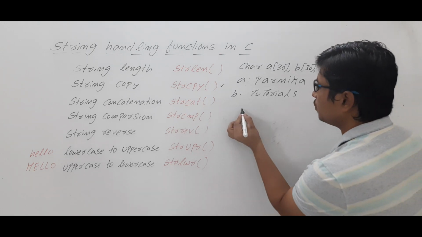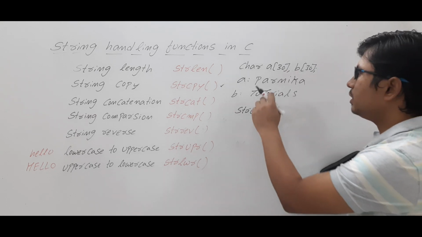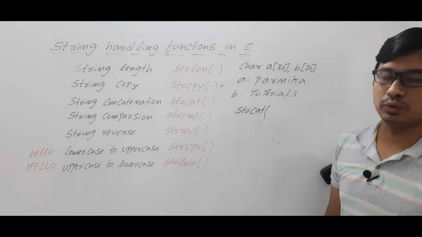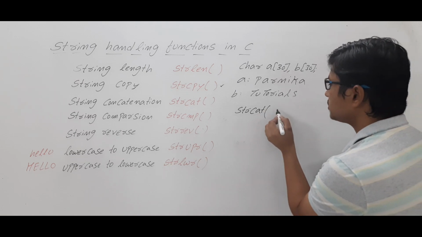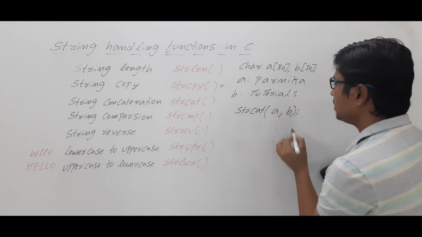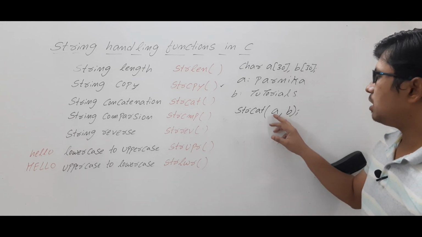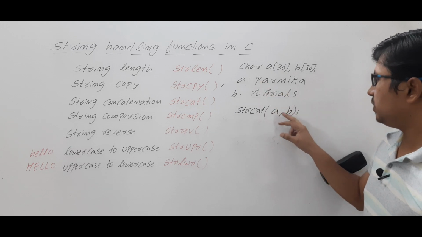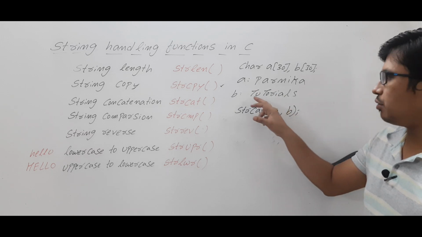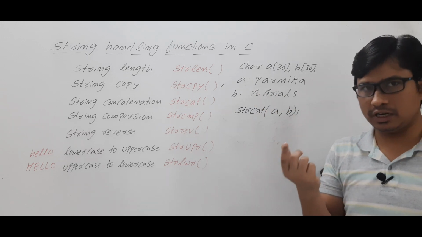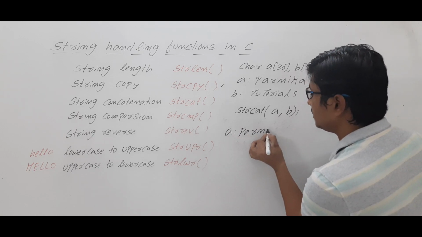To do that, we have an inbuilt function called strcat. Now whichever order you want, Parnika tutorials or tutorials Parnika, you have to select. Suppose you mention A comma B, so here A is the destination and B is the source. Whatever string is there will be concatenated with this one. So you have Parnika in A and tutorials in B, so it will become Parnika tutorials, and Parnika tutorials will be saved in the array A.